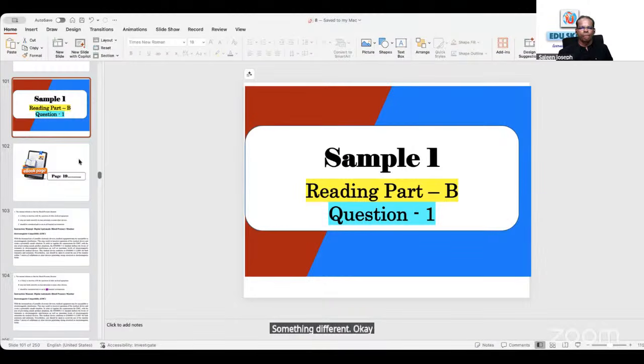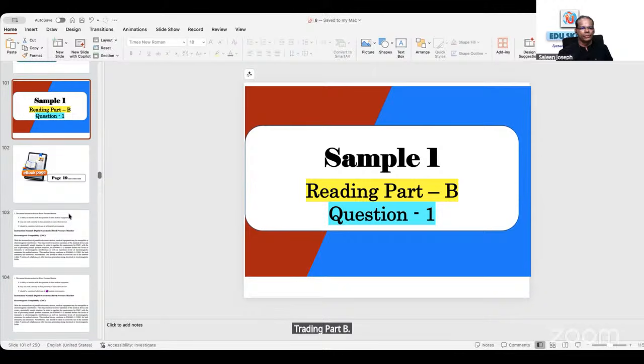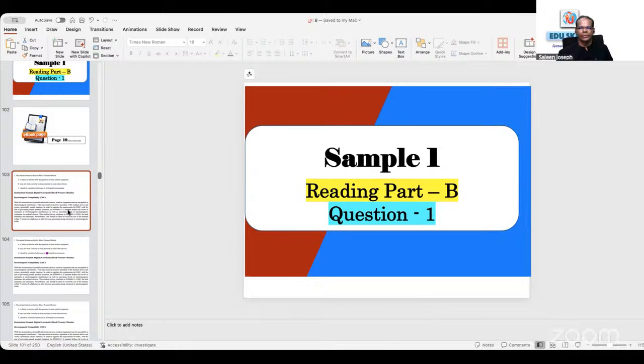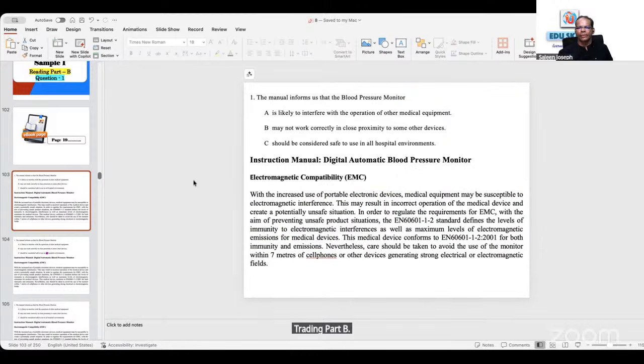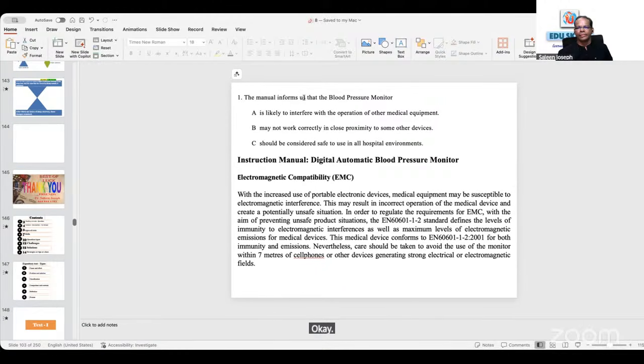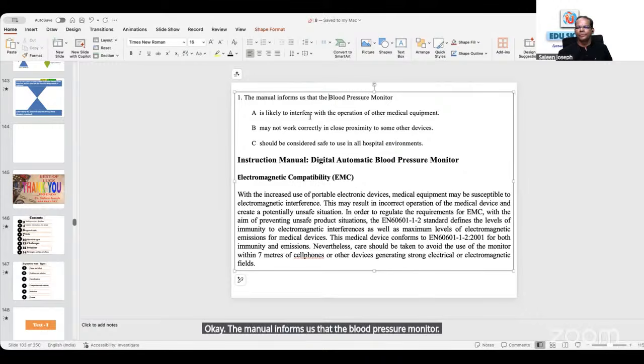Okay. Reading part B. The manual informs us that the blood pressure monitor. The heading words are blood pressure monitor manual. That tells the type of text.